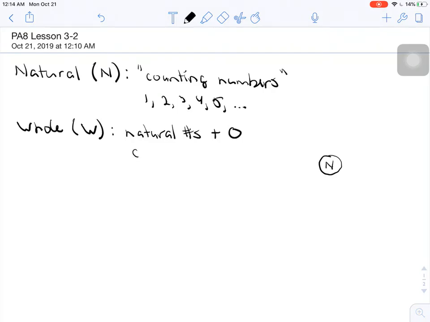So whole numbers would be like this: 0, 1, 2, 3, and then it goes on. All natural numbers are also whole numbers, but not all whole numbers are natural numbers, because 0 is not a natural number. If we were to build a diagram, it would look like this. Natural numbers are inside the whole number bubble because they are whole numbers. But not all whole numbers are natural numbers. So we've got 0 hanging out here. 0 is a whole number, but it's not a natural number.